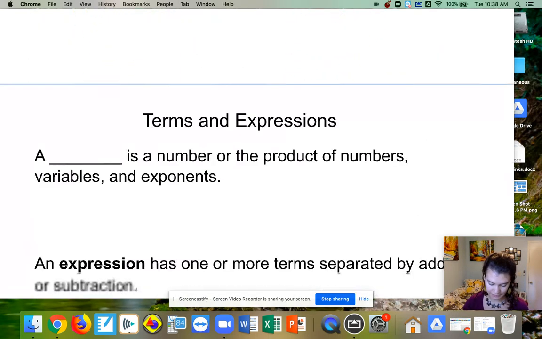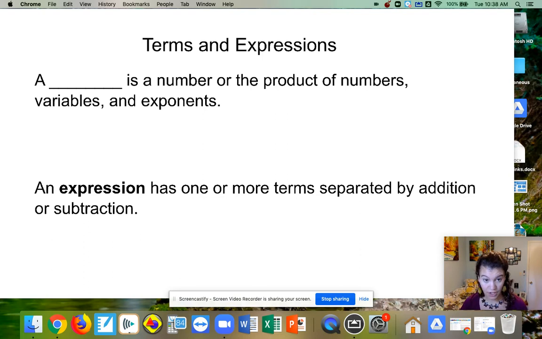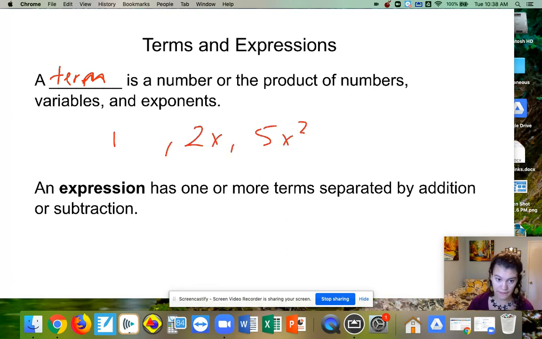All right, so terms and expressions. A term here is a number or the product of numbers, variables, and exponents. So example would be like 1, 2x, 5x squared, something like that. An expression has one or more terms separated by addition or subtraction. So if you did like 1 plus 2x plus 5x squared, that would be an expression.